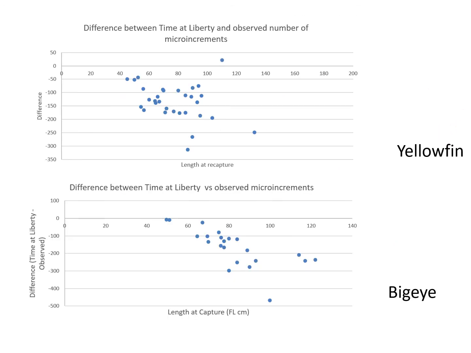So even though there were differences between the daily count and the true time at liberty, it's also useful to look at where this divergence may occur and if there is some sort of fish size related pattern. Now these two figures seem to show that there is, and that divergence occurs at approximately 55 centimeters for both species. So this suggests that perhaps daily aging for the smaller samples is still a valid method, but as we move into larger length ranges, the divergence gets larger.